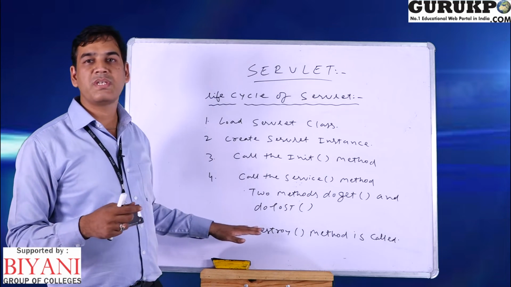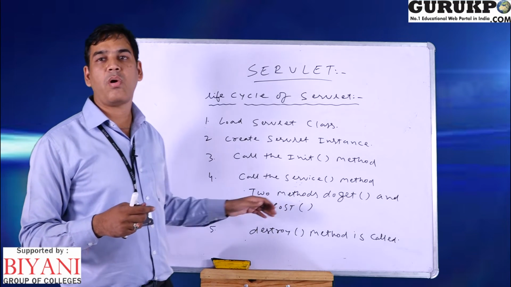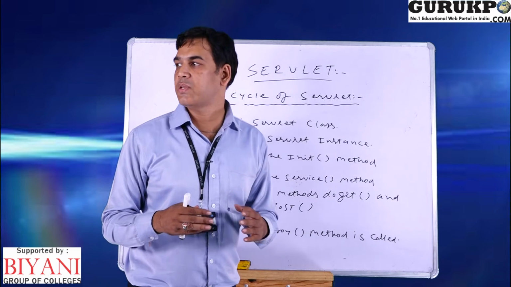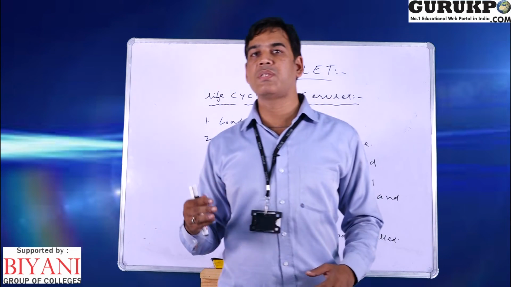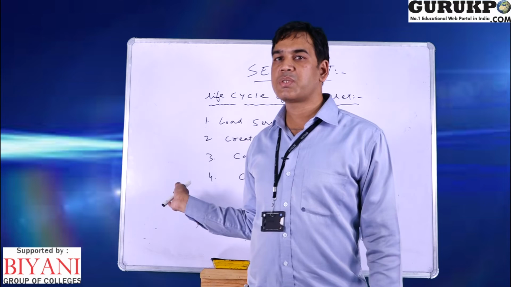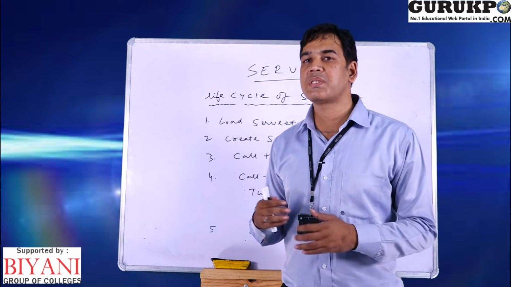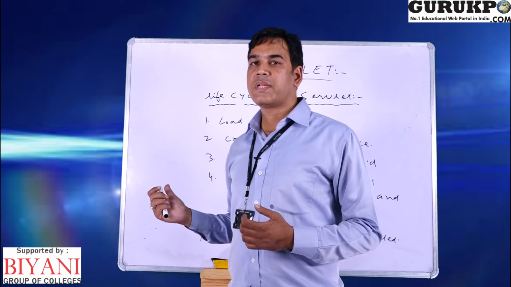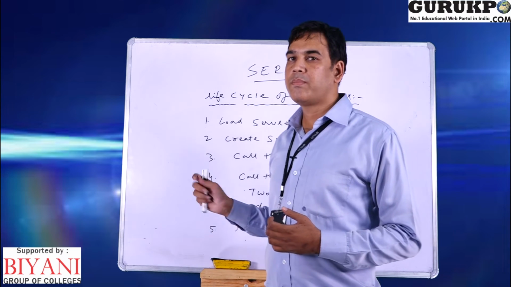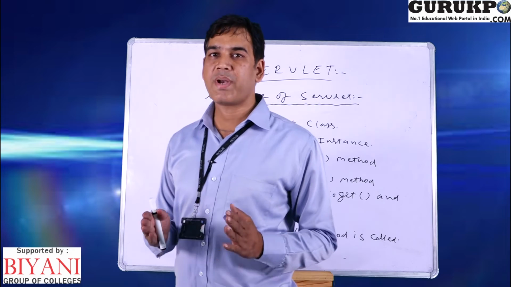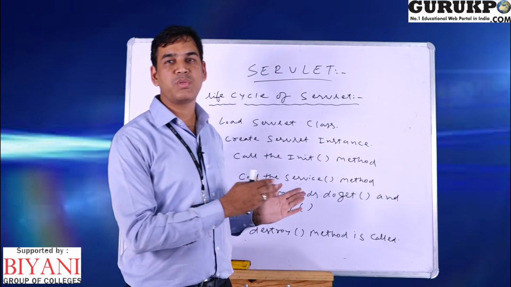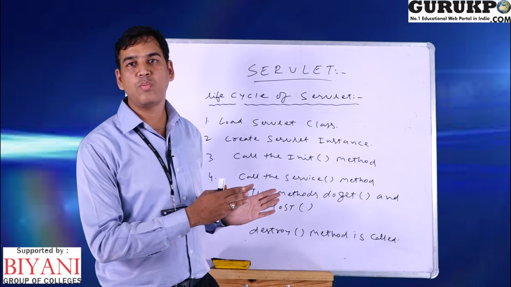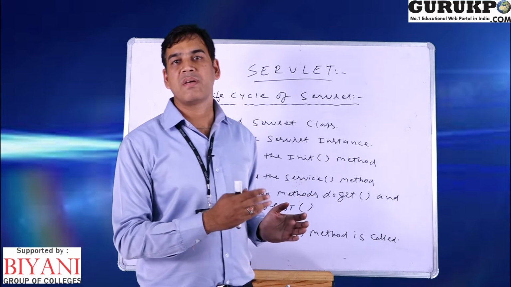After that we can use the destroy method. The destroy method is called when we release the object. After the object is released, we can use the destroy method, meaning garbage collection can be called in the destroy method. So basically the service method is the important method. The service method uses the business logic. So the doPost and doGet methods should be there.